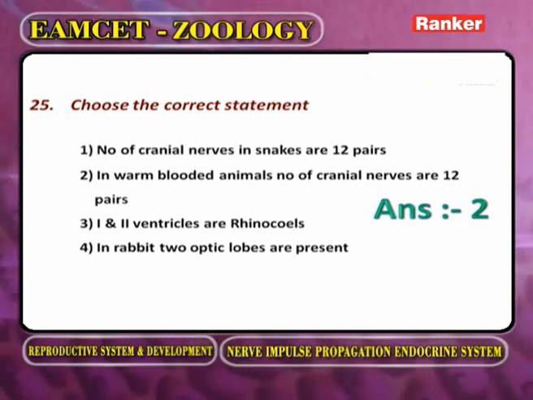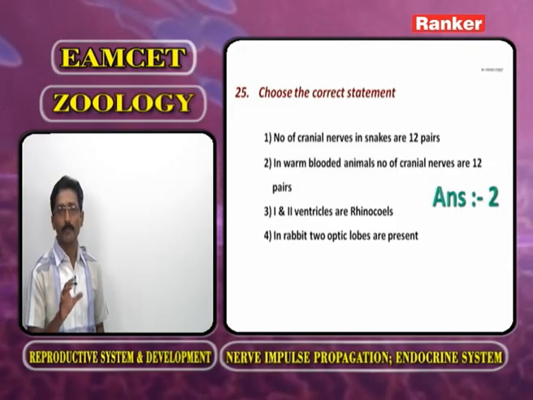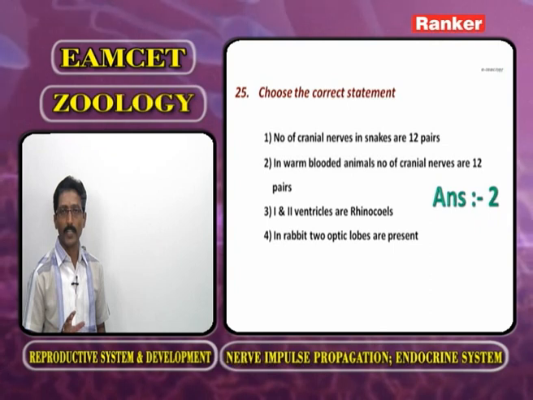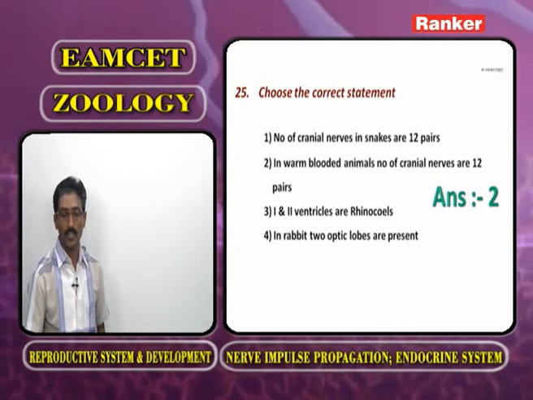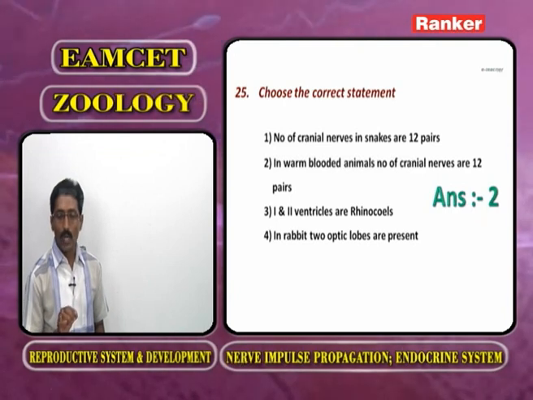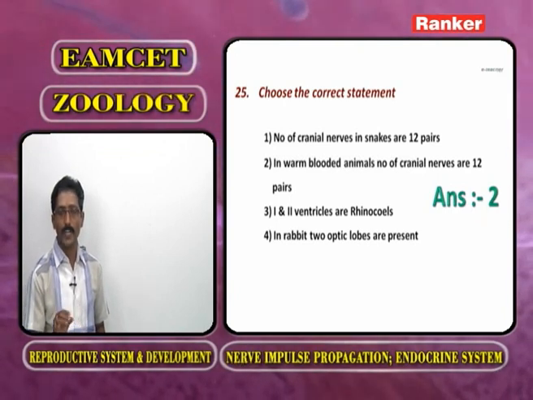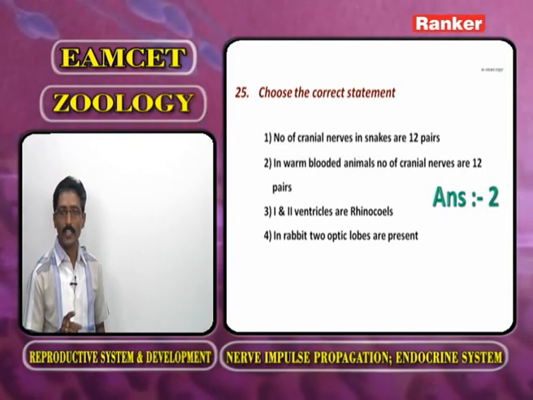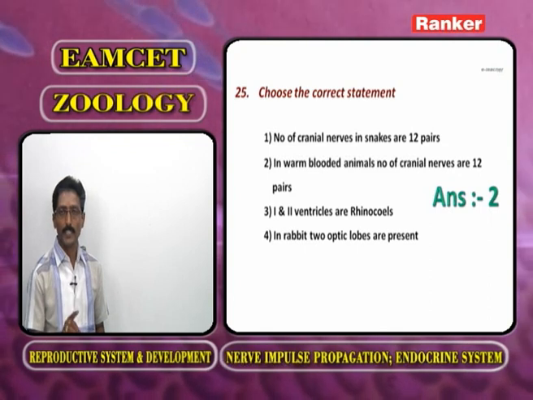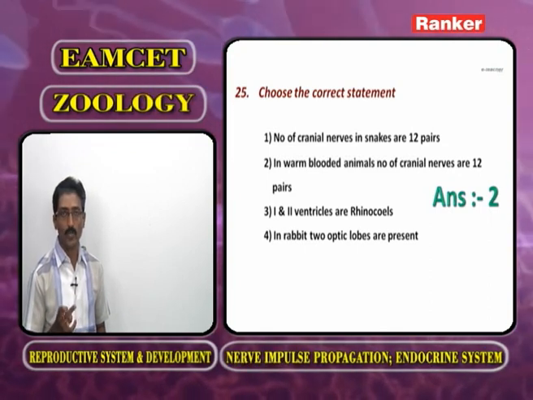Now the first one: number of cranial nerves in snakes is only 10 pairs, and in the remaining reptiles 12 pairs. So the first statement is wrong. Second, in warm-blooded animals, what are the warm-blooded animals? Birds and mammals. In warm-blooded animals, the number of cranial nerves is 12 pairs. That is correct.